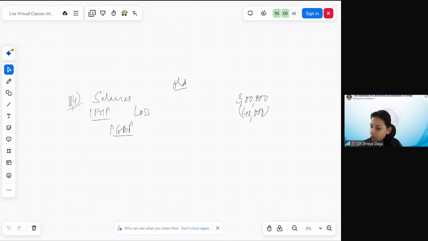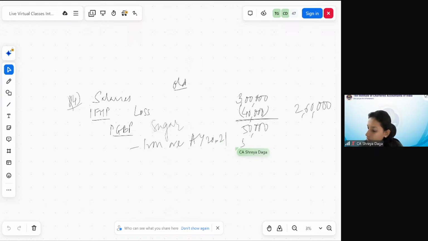So there is a PGBP from sugar, how much is it? 50,000. And you have a brought forward iron ore business loss from previous years, assessment year 2021. 8 years available. It is not expired fully. It is of 1,20,000, but you can use only up to 50,000. And you give a note that there is a balance also to carry forward. There is a 70,000 carry forward up to 8 years from the year in which it arose.